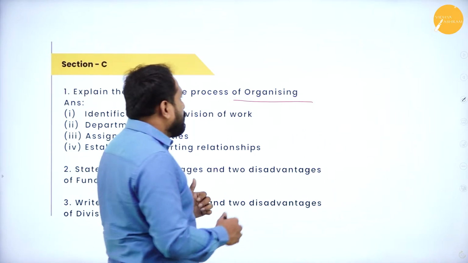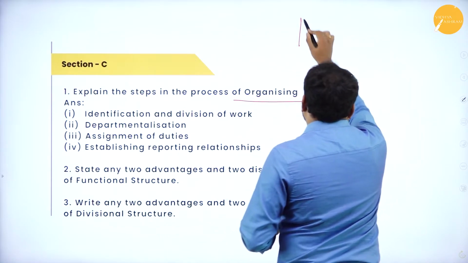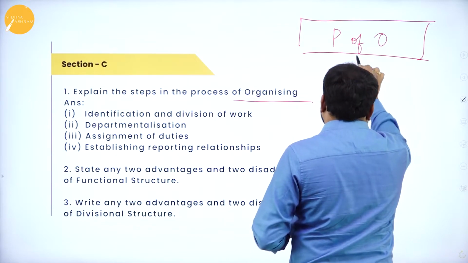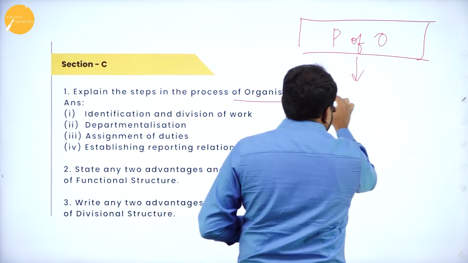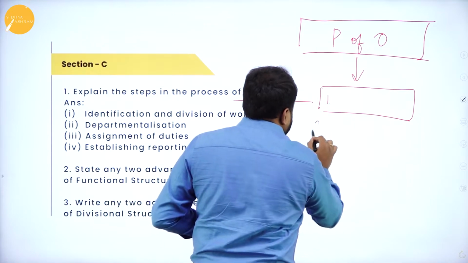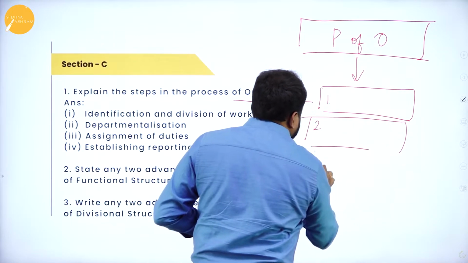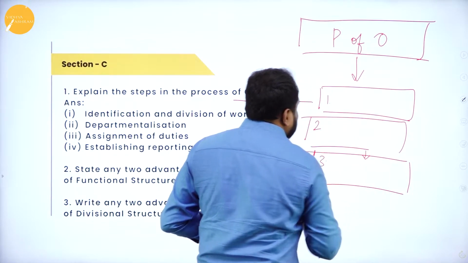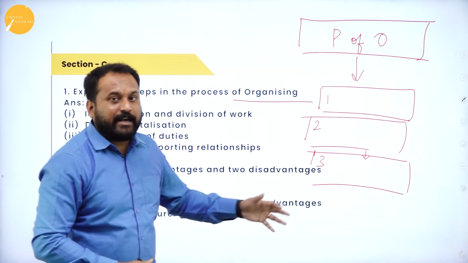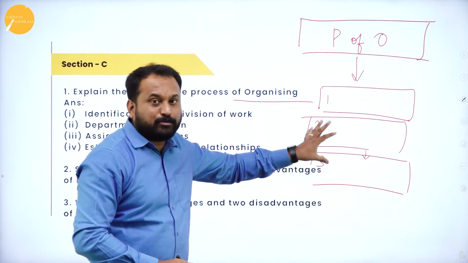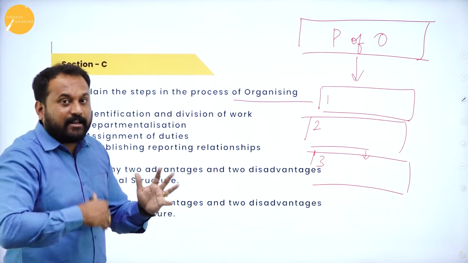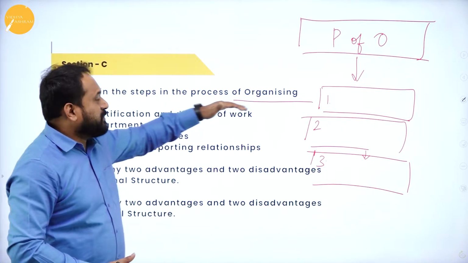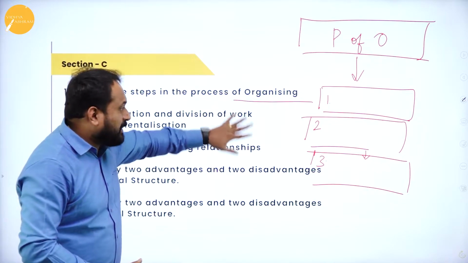For example, you go with the process of organizing. Then you go with the flow chart. What is the first one? What is the second one? Like that, if you go with it, the examiner who will be evaluating your paper will get to know that you know the answer properly, and that is how you can fetch marks. So I told you, whenever you get a question, explain the steps in the planning process, don't just explain the process itself.